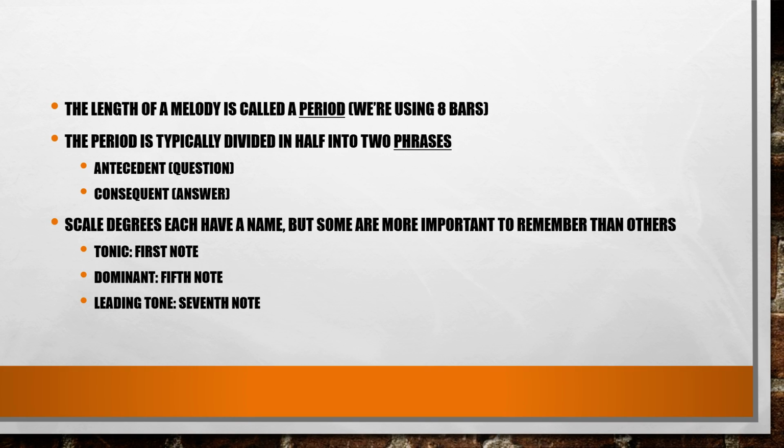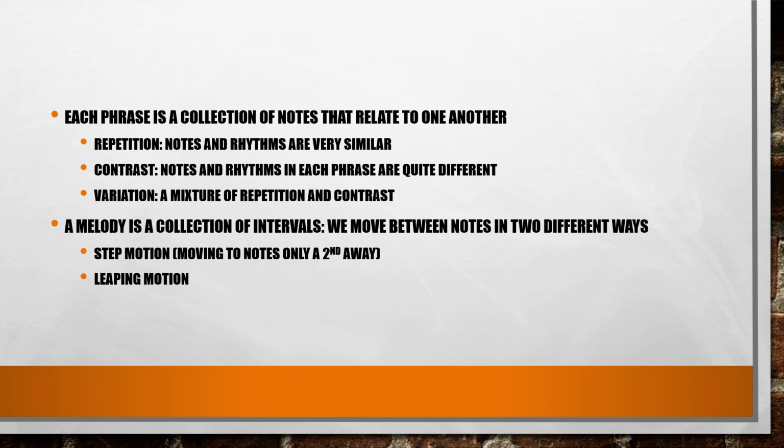Scale degrees each have a name, scale degrees being what number of the note it is in the scale, but some are more important to remember than others. The tonic, being the first note, the dominant, and the leading tone are the ones you need to remember the most, at least for now. Each phrase is a collection of notes that relate to one another, and how they relate is through motion. Repetition, contrast, and variation is how the 2 phrases relate to one another, and then the melody is simply a collection of intervals. We move between notes in 2 different ways, through both step motion and leaping motion.